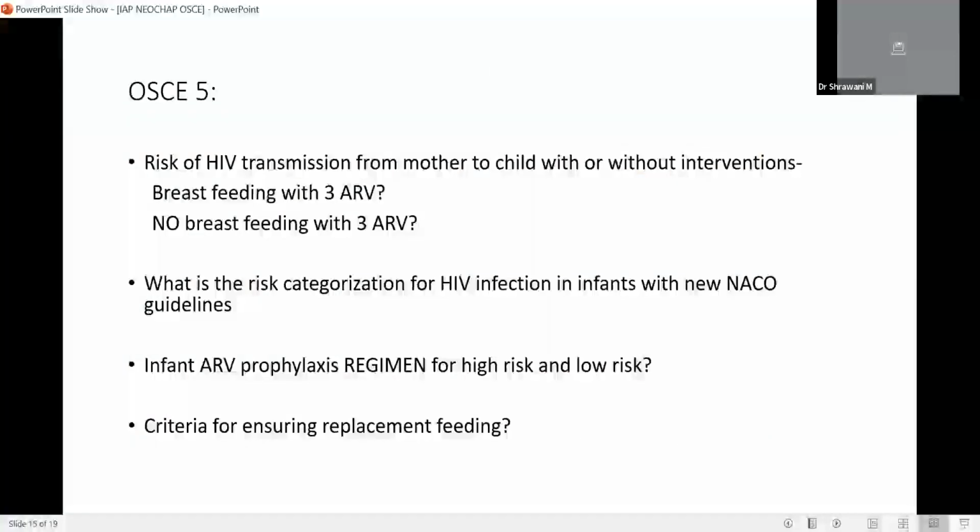Coming to the next OSCE, it's about HIV. This also has four questions. Risk of HIV transmission from mother to child with or without intervention, like breastfeeding. What is the percentage of HIV transmission from mother to child when the mother is breastfeeding with 3 ARVs, and with no breastfeeding with 3 ARVs?